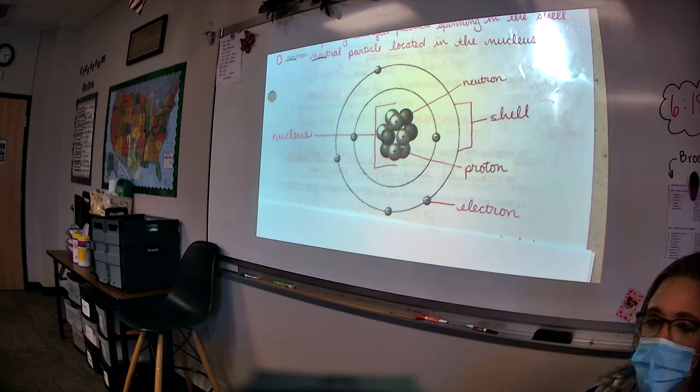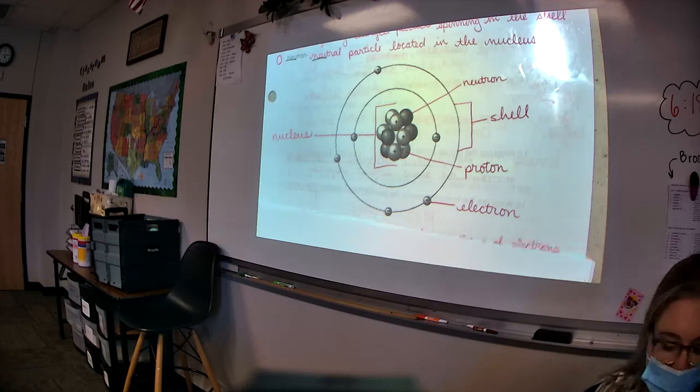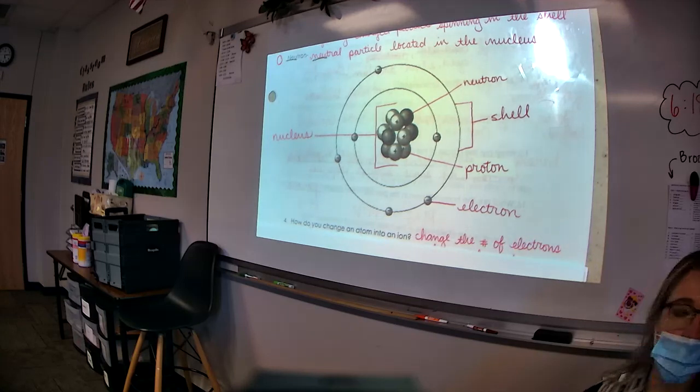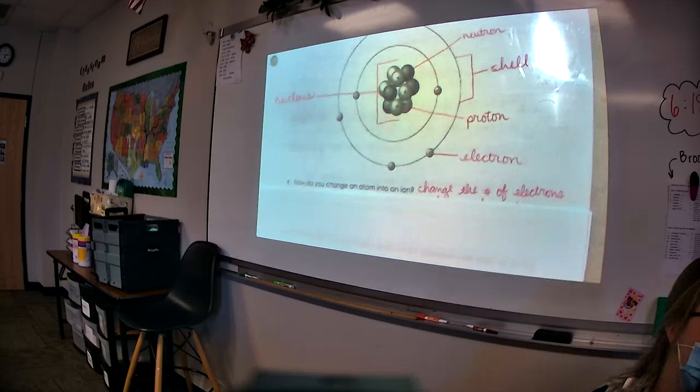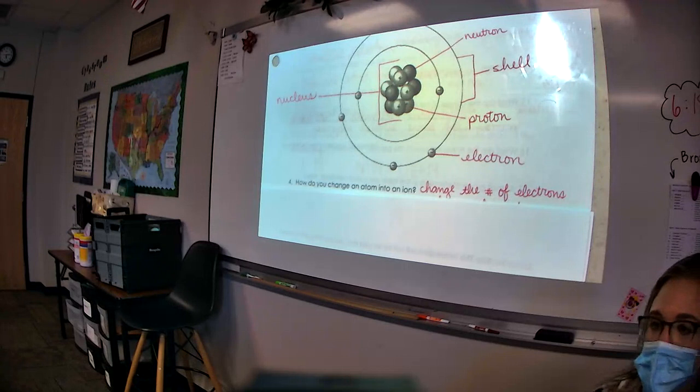Right, number 4. How do you change an atom into an ion? Manny? Very good. Take away or add electrons. It doesn't have to be one or the other. So as long as you change the number of electrons. That's number 4. Change the number of electrons. Yes, Matthew? I put you add or take away electrons. Yep, same thing. Ian?